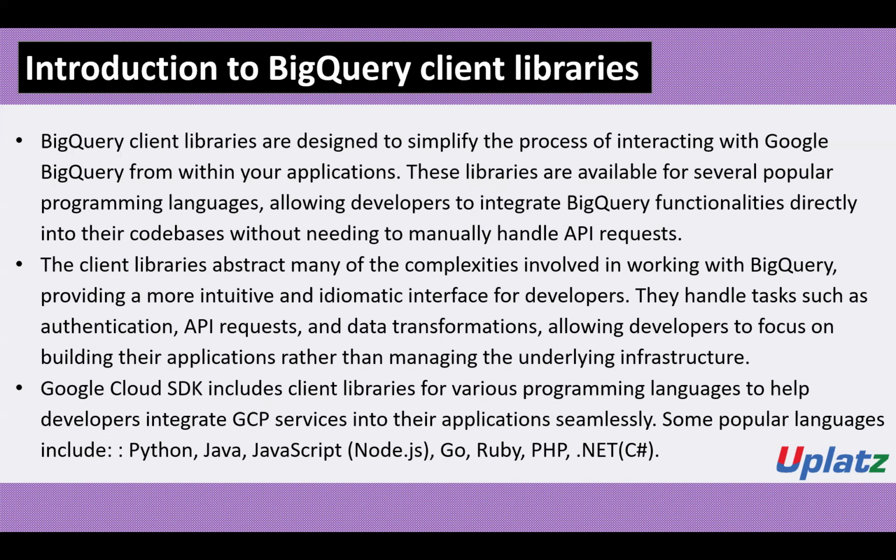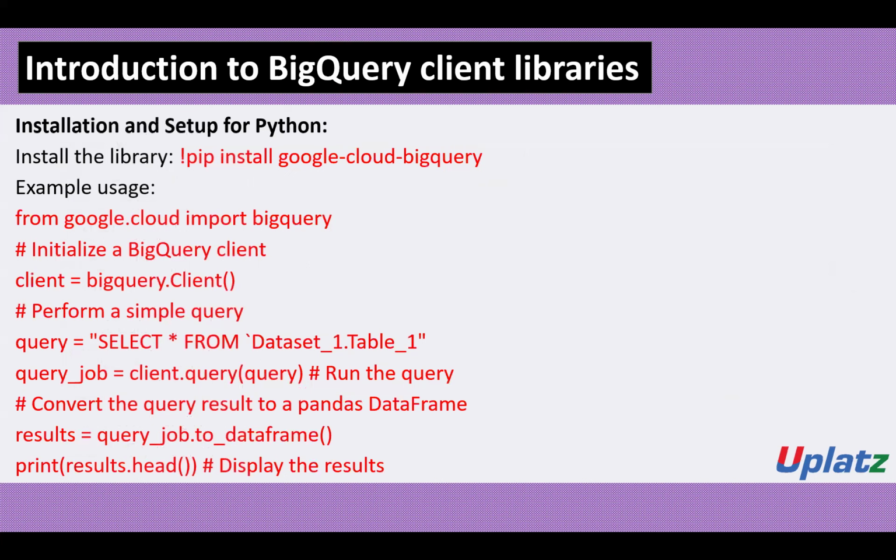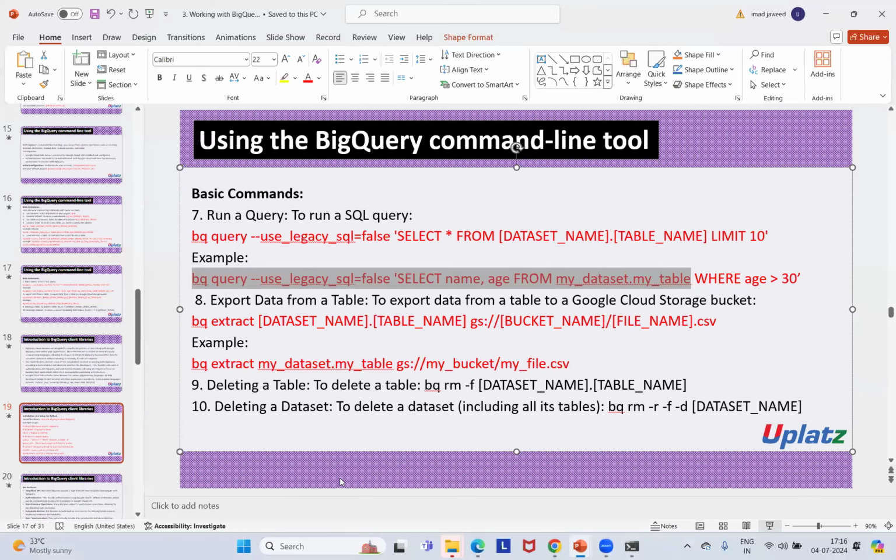Now, the first thing is, if you want to utilize it, you need to make sure that you have the Google Cloud SDK. Okay, so let's see that. Installation and setup, let's suppose you want to go ahead with the Python programming language. The first thing is to install the library. How to install the library? Let's suppose you have the Jupyter Notebook, so you just have to execute the code, pip install google-cloud-bigquery. Okay, so let me execute this code.